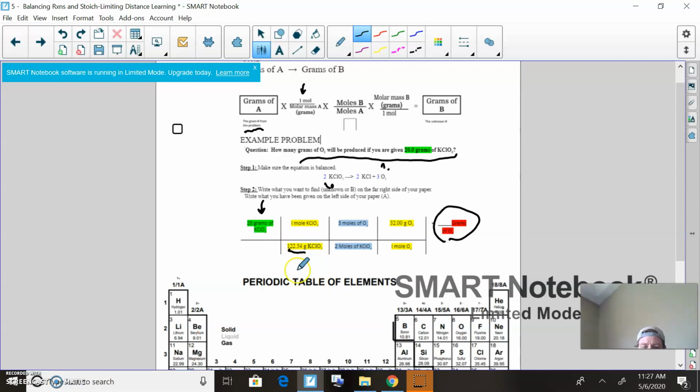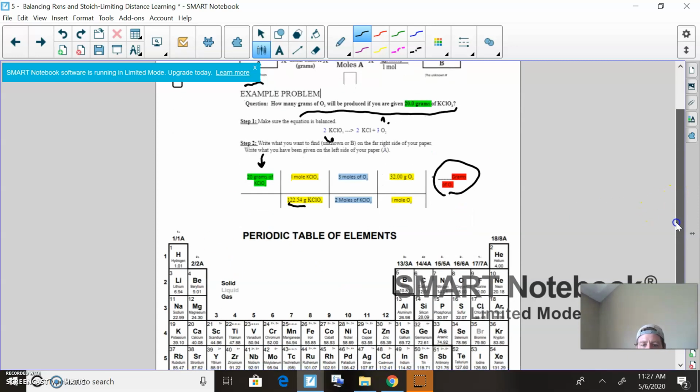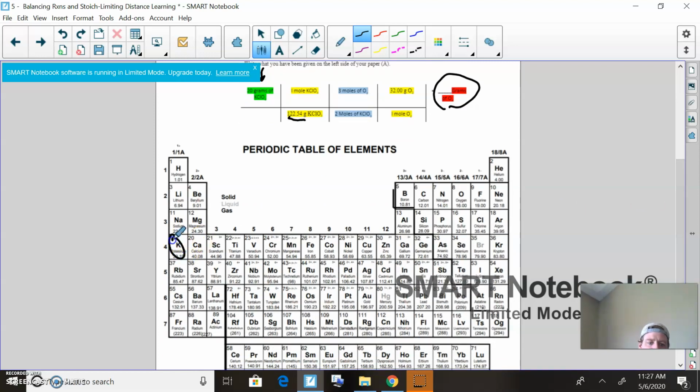So how I got 122.54 was I went to my periodic table, I added up potassium, chlorine, and 3 oxygens. Adding those up, 39.10 plus 35.45 plus 3 times 16 gets me that number. All right, 1 mole of that. You will always have to fill in that bottom part. Add up the molar mass of the substance you have.